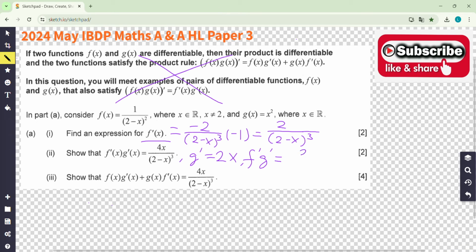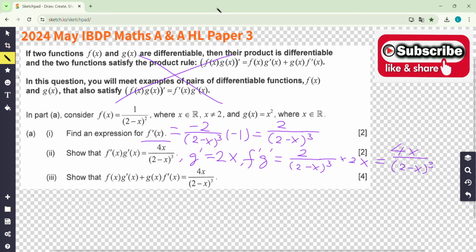First list out both the results, the intermediate steps, as detailed as possible, do it as slowly as possible, and then combine them. Make sure you write it down slowly, (2 minus x) cubed. Number 3, show that fg' plus gf' equals this thing.